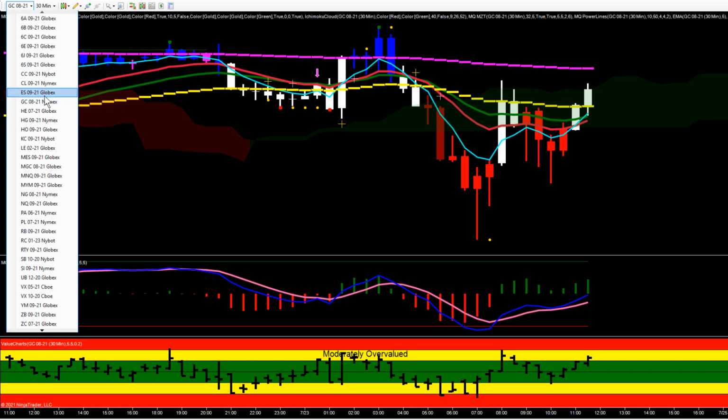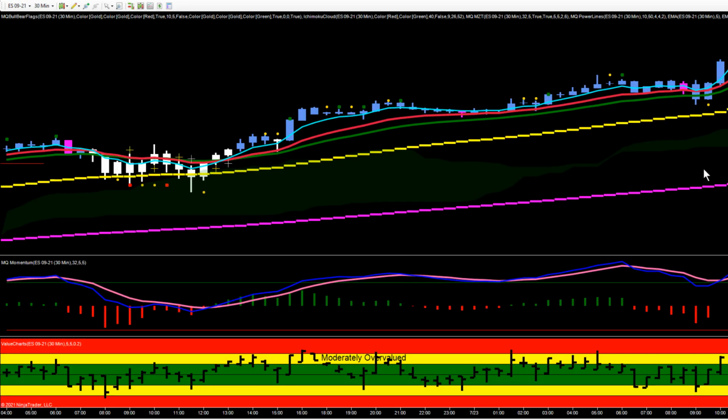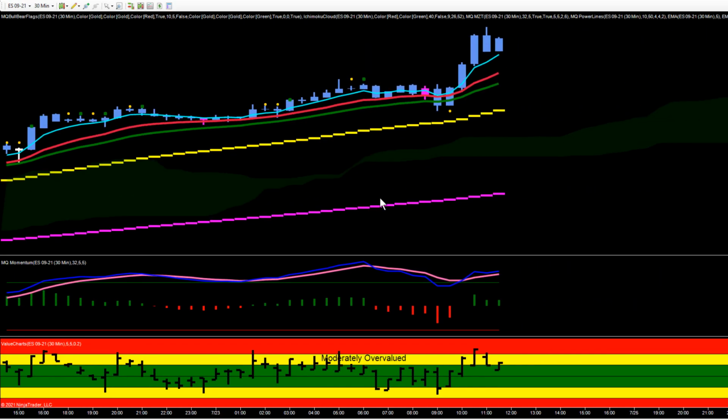Another example is the ES this morning. We came in this morning. ES, you can see all the moving averages firmly to the upside, but bearish momentum. And ES kept trying to push up, but wasn't able to until finally right here we have our moving averages stacked in the right direction and momentum went positive, and the ES has made a nice push to the upside, in fact all the way up into new all-time highs.